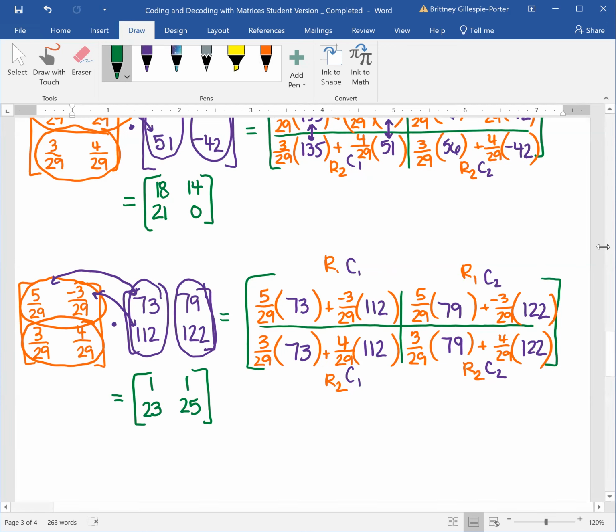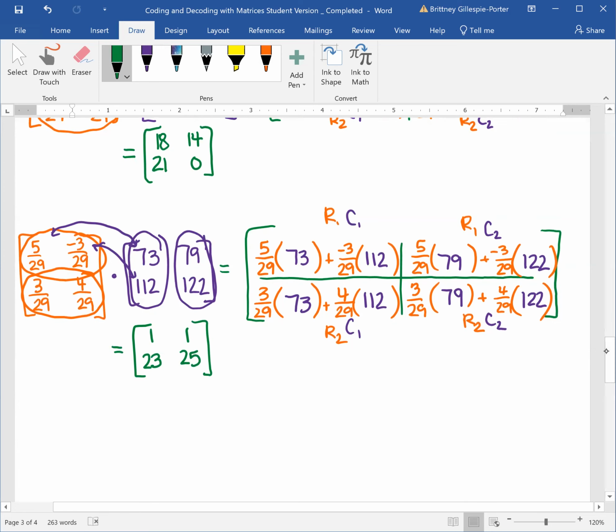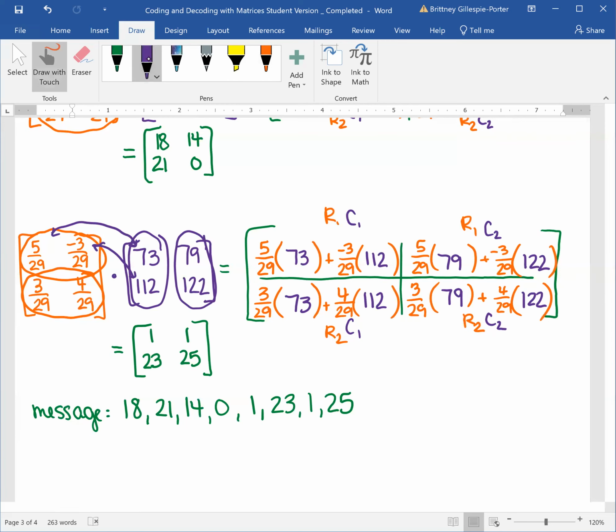Okay. Our next step is to find out what our message is. Our message list, starting with our first green matrix we found, was 18, 21, 14, 0. And then 1, 23, 1, 25 coming from the second green matrix that we found. But we're not going to think that this is our answer. We still need to convert back to actual letters.